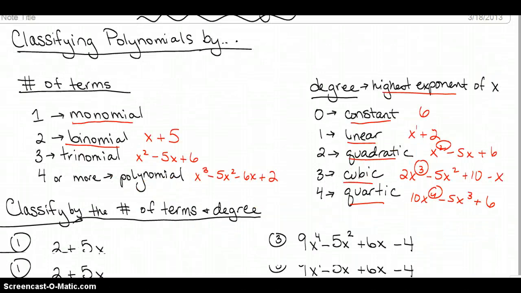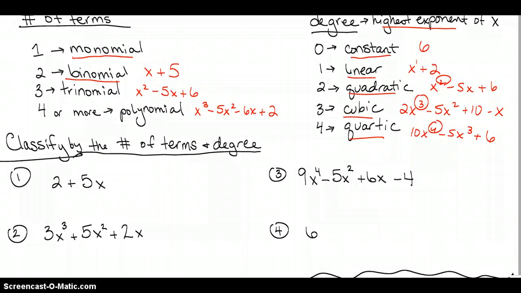So we're going to practice a few. We're going to classify it by the number of terms and by the degree. So for number 1, when we're classifying it by the terms, we count how many terms are being added or subtracted. We have 1, 2. 2 terms means that it is a binomial. So it's a binomial. And then by the degree, we look at the highest exponent of x. So the only x that we have is this guy. The exponent's technically a 1. So if the highest degree is 1, it's known as a linear. So it's binomial and it's linear.